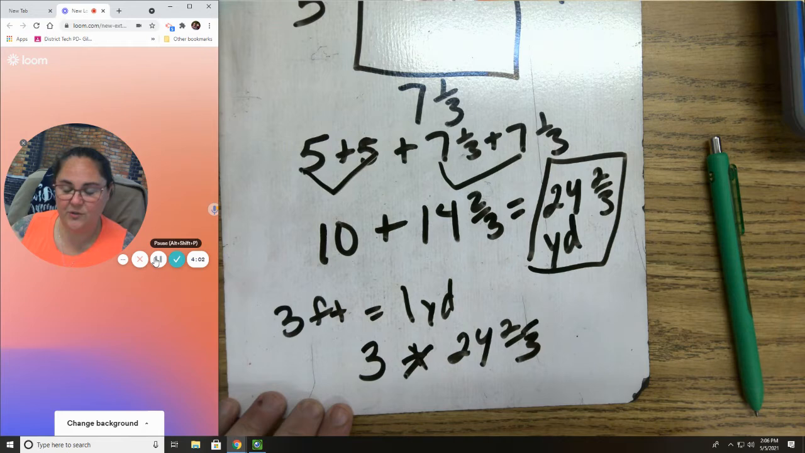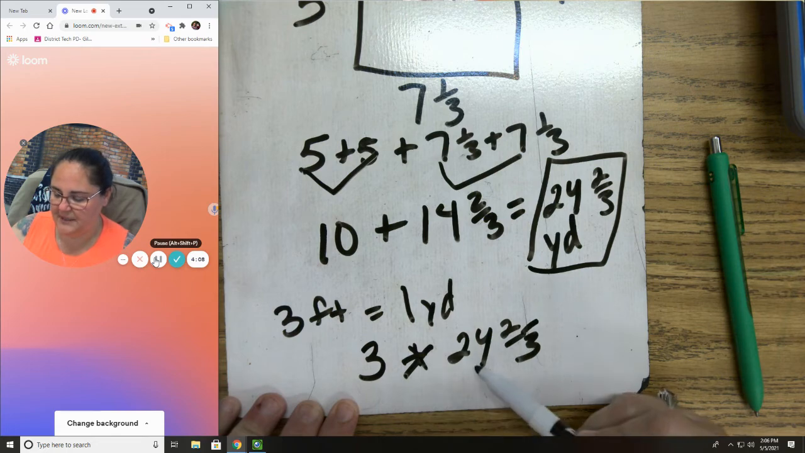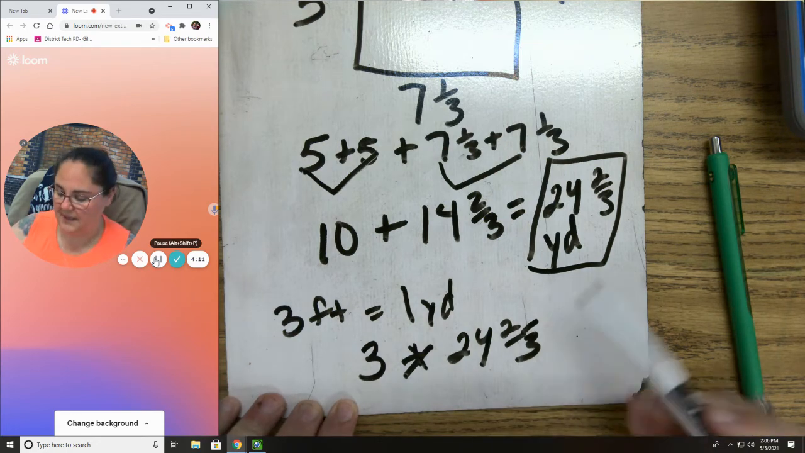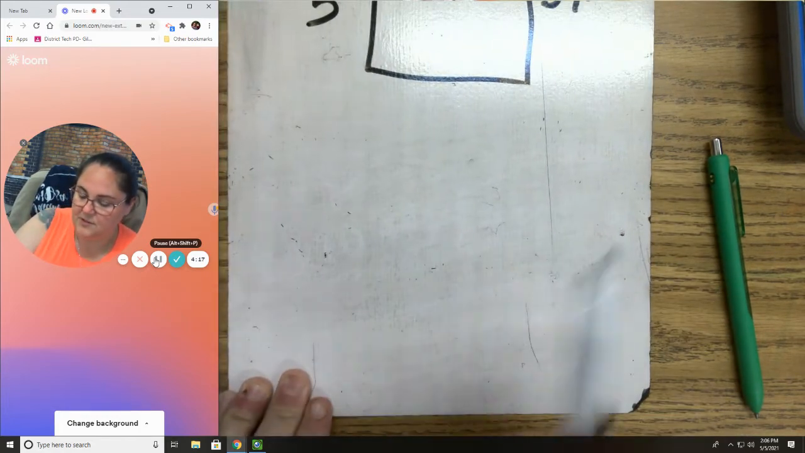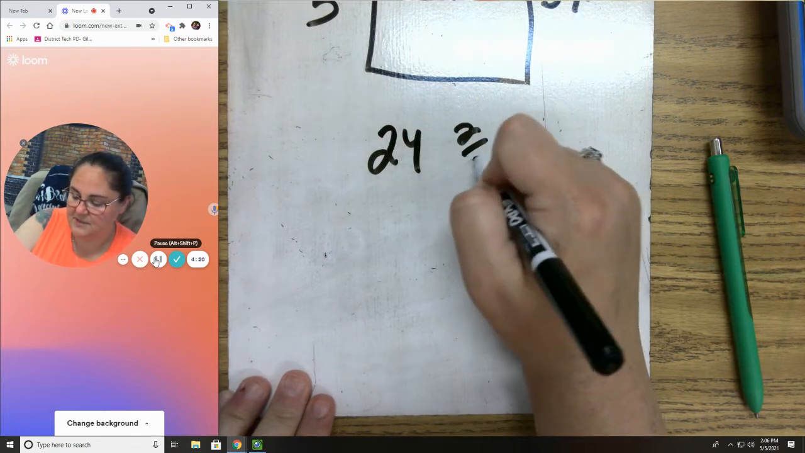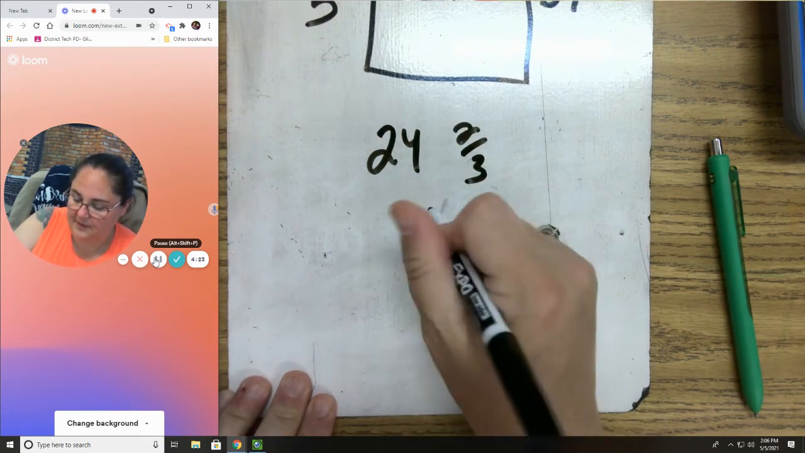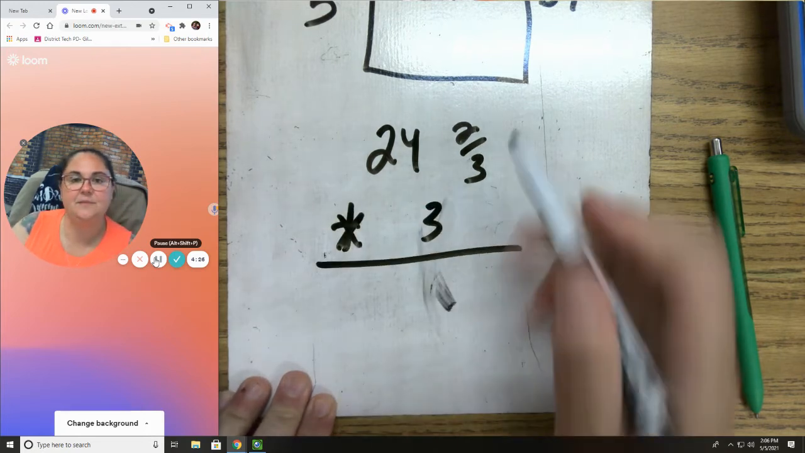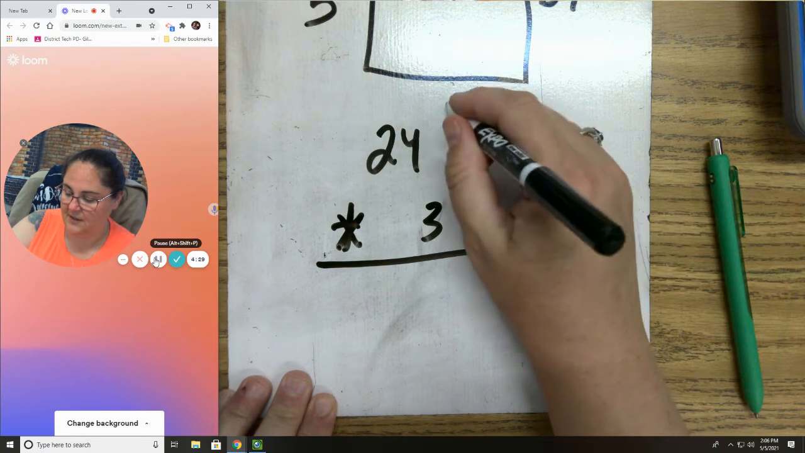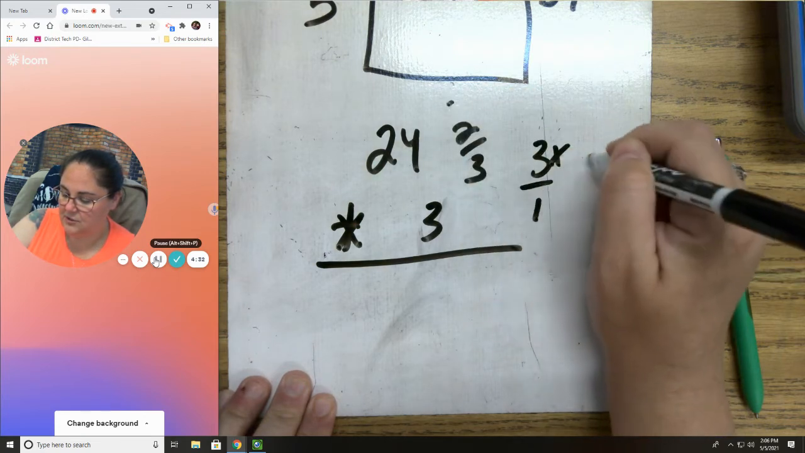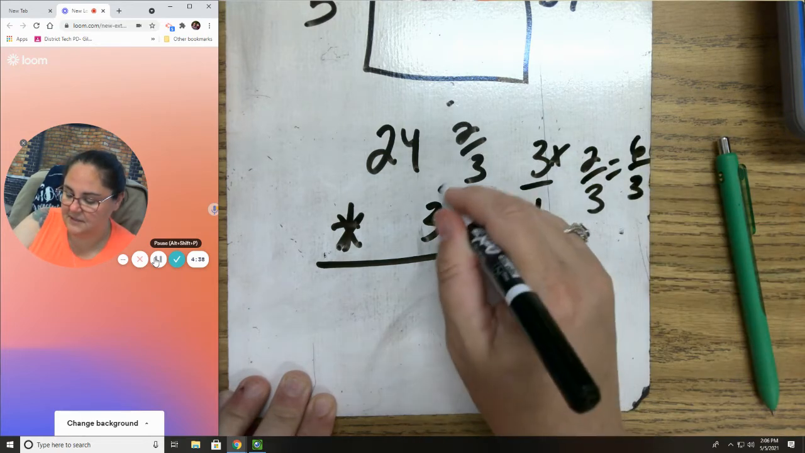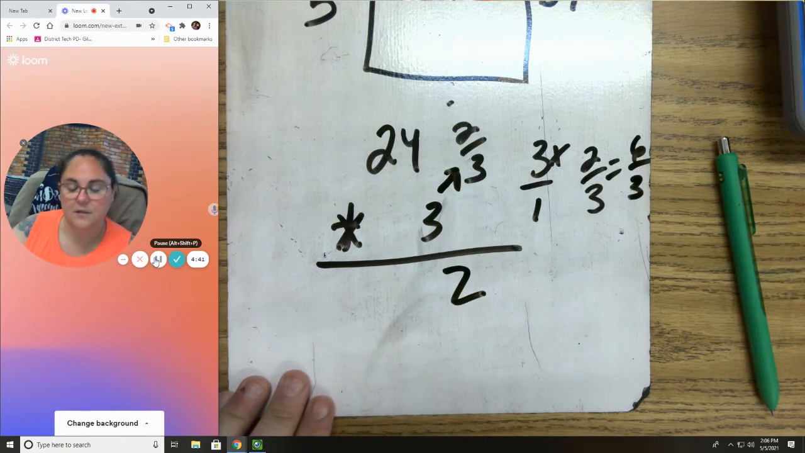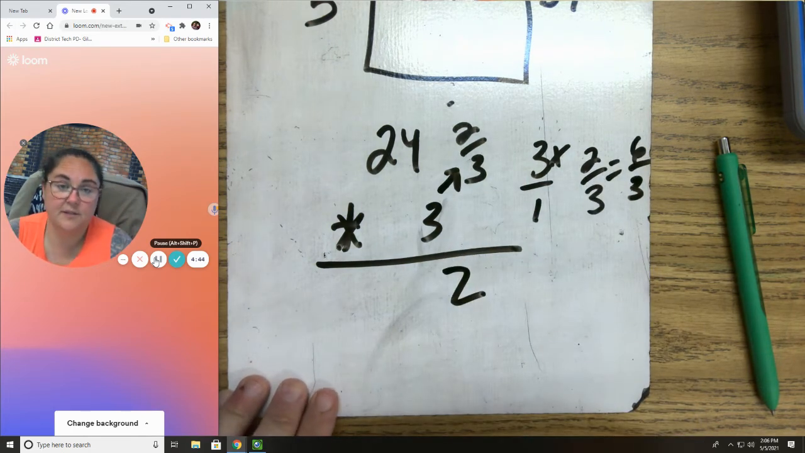All right. When I do the math, I'm going to do it a little different way. I'm going to do 24 times 3 and then 2/3 times 3. Okay, so I'm going to erase a little bit of my work up here just so I have a little bit more room. Okay, so 24 2/3 times 3. 3 times 2/3. I'm going to start that way. 3 times 2 is 6. 3 times 1 is 3. So 6 divided by 3 is 2. So when I multiply 3 times 2/3, my answer is 2.